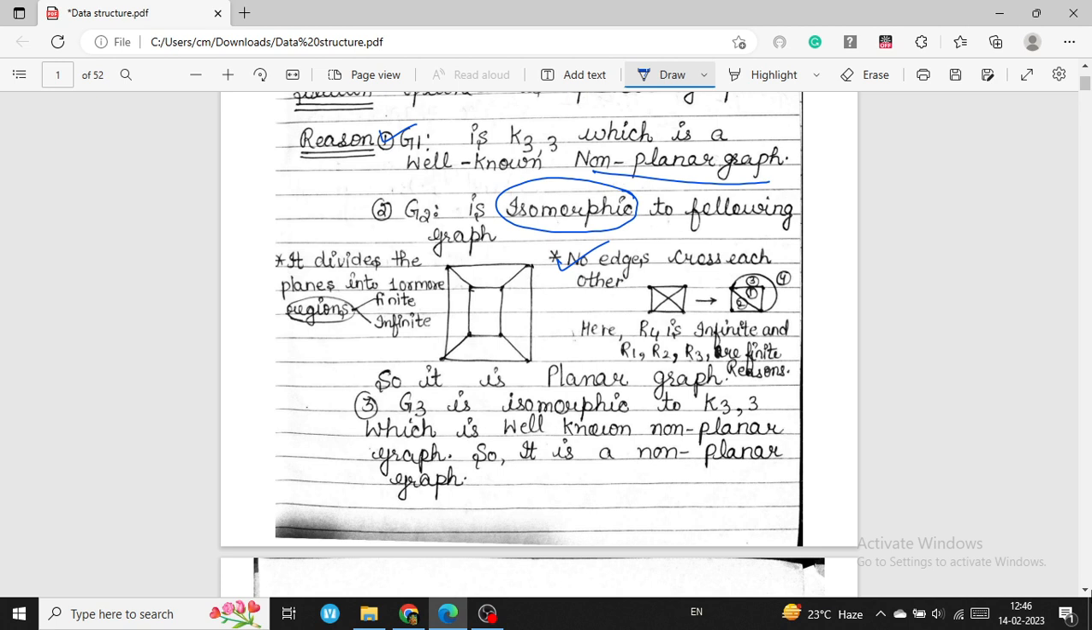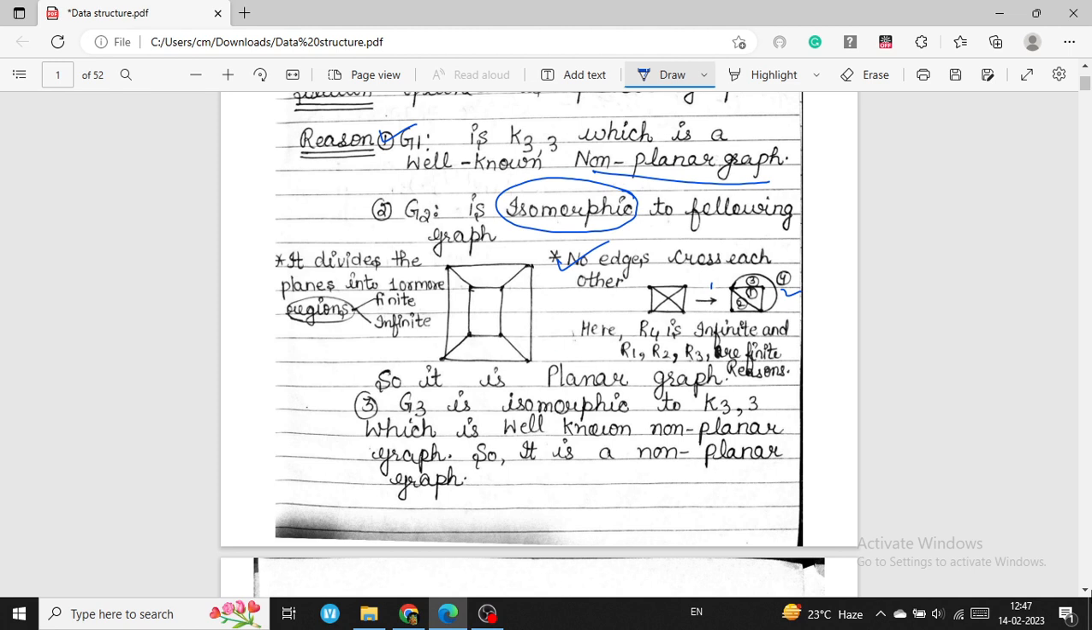Here you can see this graph is given with four nodes. This is a complete graph. If you want to draw a new graph without crossing the edges, then you can draw like this. And here you can see 1, 2, 3, 4. The outside region is also included. Here R4 is an infinite region, and R1, R2, R3 are finite regions. These are fixed, and the outside region is an infinite region because it has no limit to spreading.